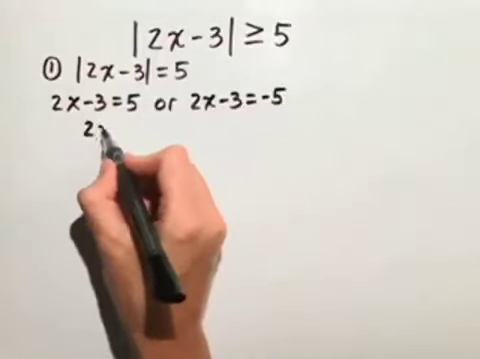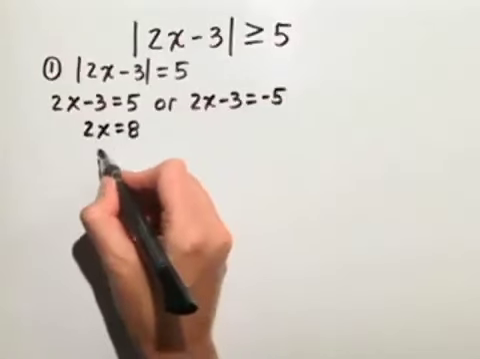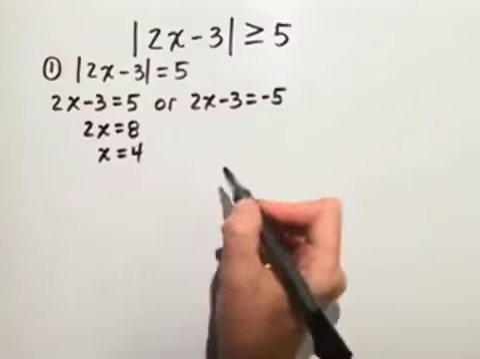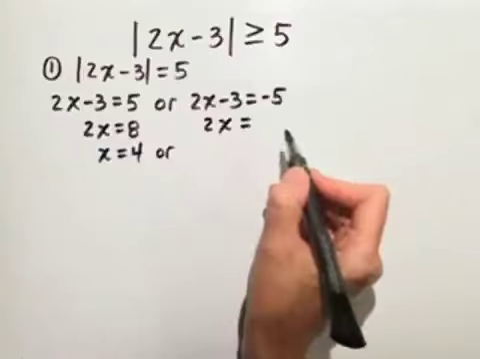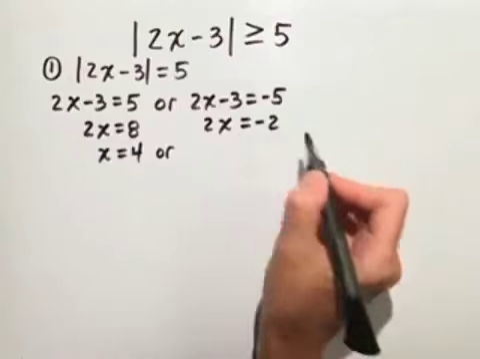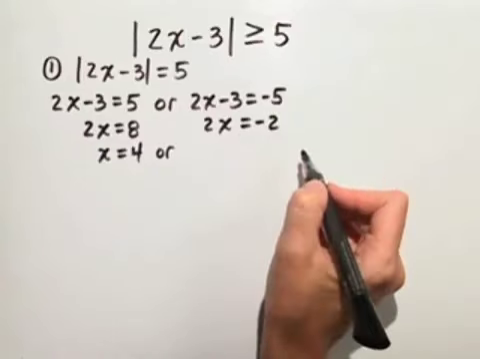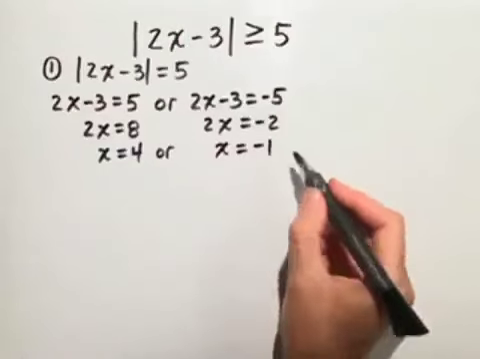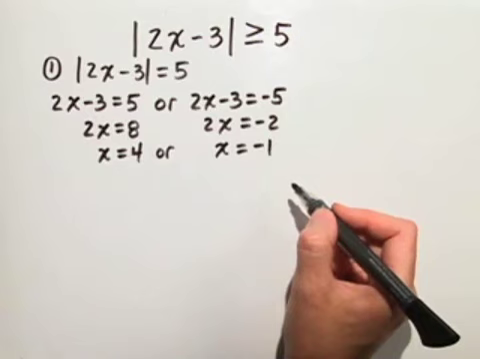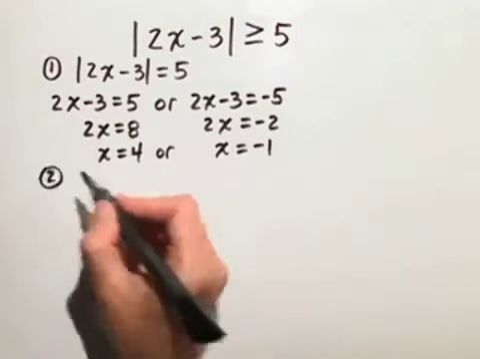For the first equation, we have 2x equals 8, x equals 4. Or, for the second equation, 2x equals negative 2 when we add 3 to both sides. x equals negative 1 when we divide both sides by 2. Now we're ready for step 2.